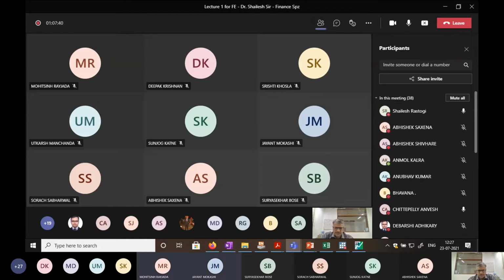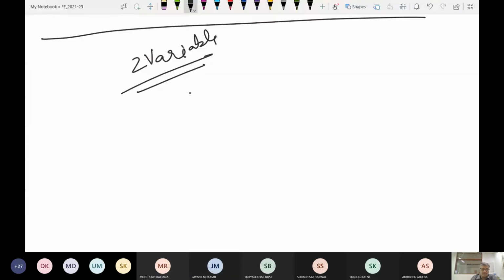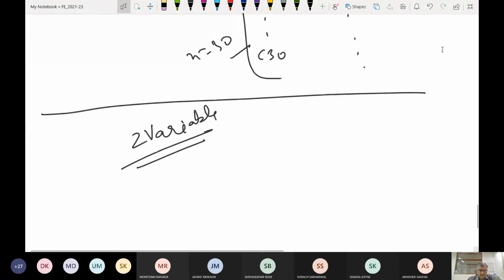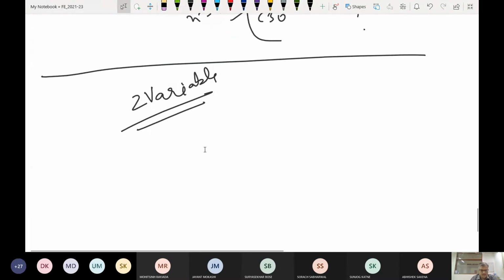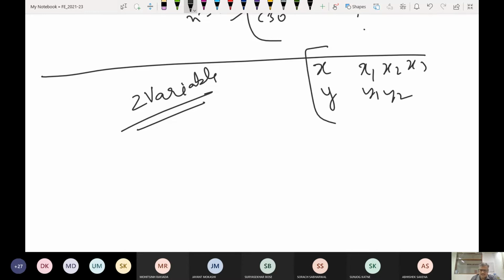Yes, sir. Remember this, what I was just about to tell. I'm talking about two variables. So two variable setup. And I'm going to show a variable with the help of X. If I have more than one, I might show with the help of X1, X2, X3. I may show with the help of Y, Y1, Y2, Y3, something like that. I'll use these things, X, Y, Z. Will that be okay with you? Yes, sir. Okay, sir.